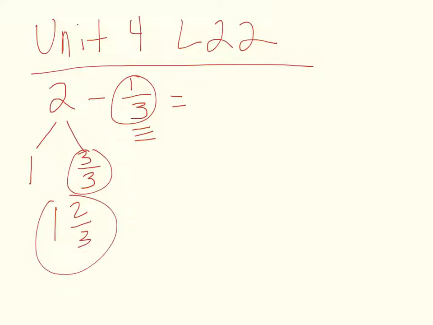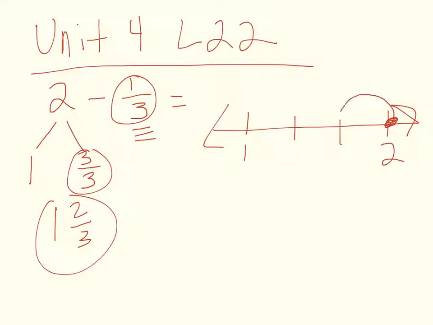We also talked about using a number line where your answer would be between 1 and 2. And since we're in thirds here, we're going to put parts in between. We start at 2. We subtract 1/3. And you're left with, right here, this being 1 and 2/3 on the number line.